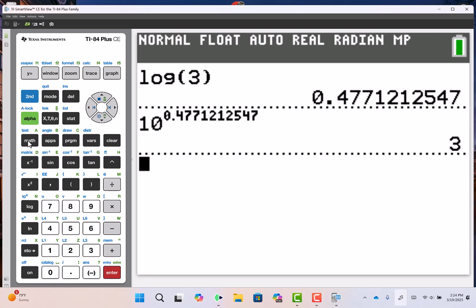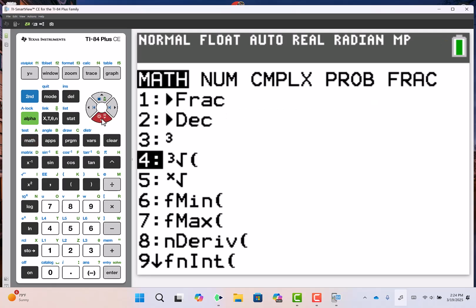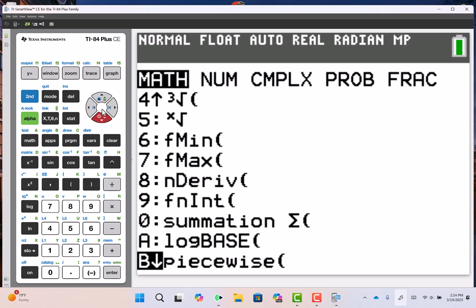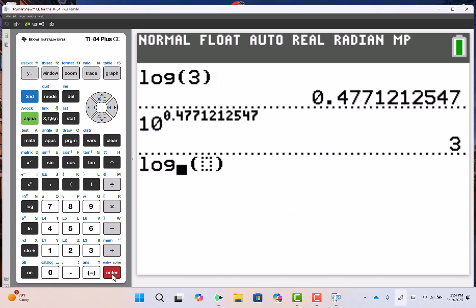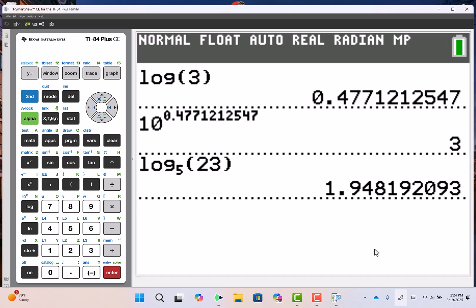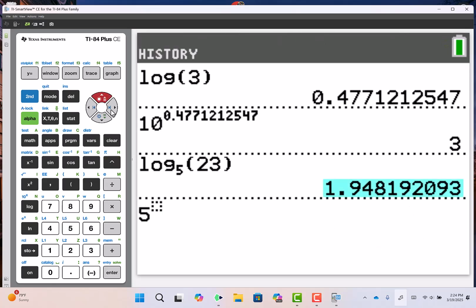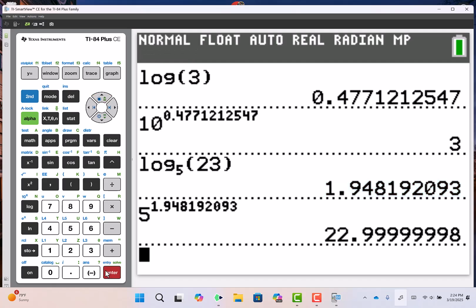By the way, if you want a different base for your logarithm, click on math and look, there it is, letter A, log base. So let's say log base 5 of a random number, let's say 23. So I get this, right? Look what happens if I go 5 to the power of this number. The reason why it's not a perfect 23 is because it's cutting this off. This goes on forever. But you can pretty much say this is practically 23.